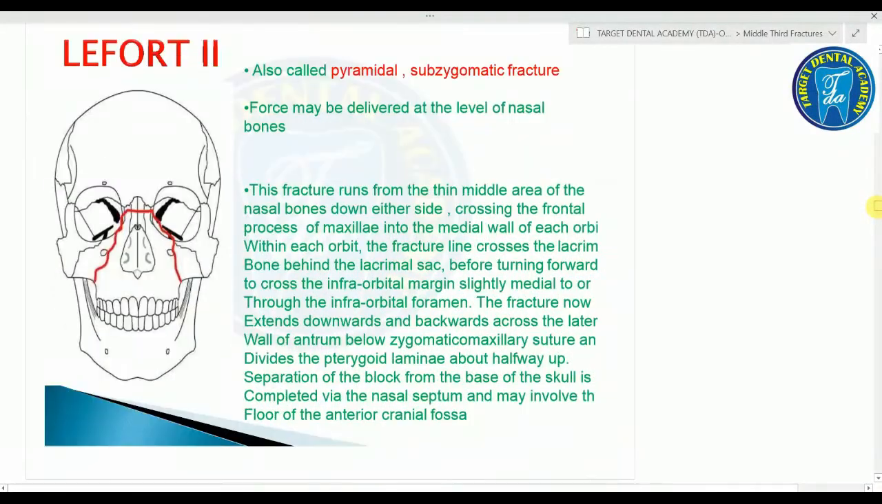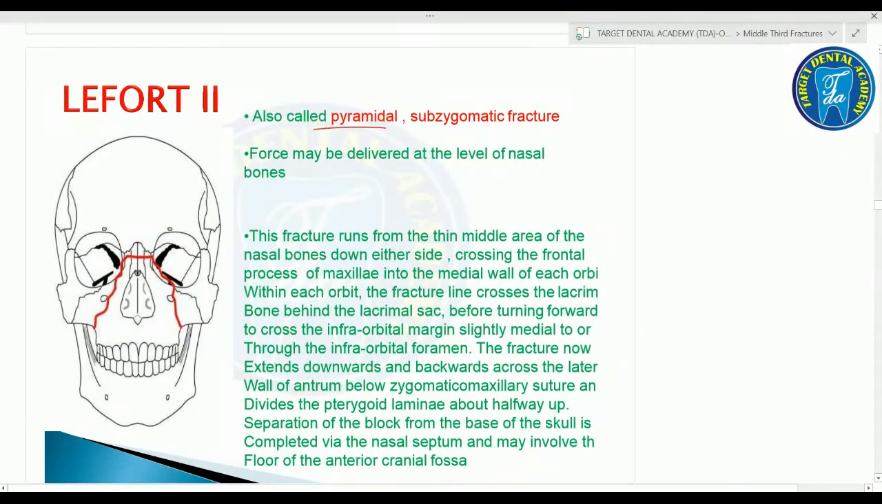Now coming on to the Le Fort 2 fracture, it is also called a pyramidal fracture because the fracture is pyramidal in shape. It is also called a subzygomatic fracture. In this, the force may be delivered at the level of the nasal bone.